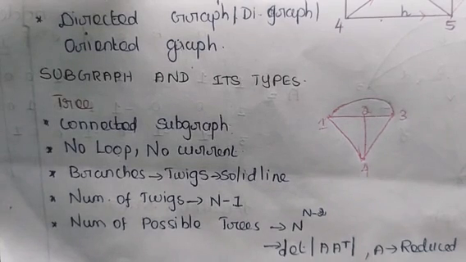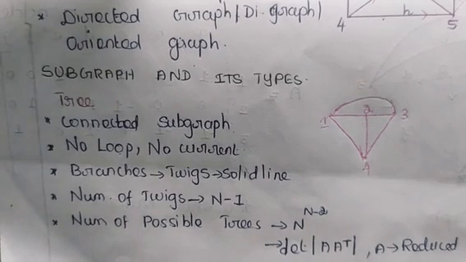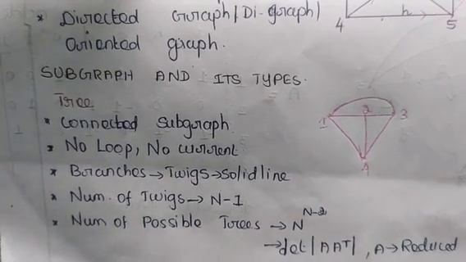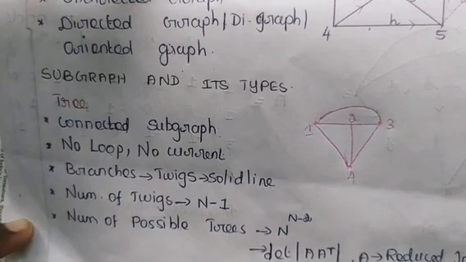There will not be any loop in a tree, so there will not be any loop current flowing through the tree branches. We can call the branches twigs, and they should be represented by solid lines. The total number of twigs in a tree will be n minus 1, where n is the total number of nodes in the original graph. We can have n power n minus 2 trees for a given graph.